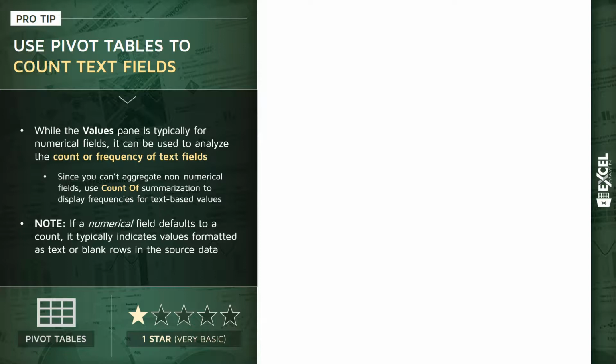text-based fields. And because you can't really aggregate or summarize text based on a sum or an average or a max, what we're going to do is use the count of summarization, which is the default, to display frequencies for each of those text-based values. So let me show you an example of what I mean by that.